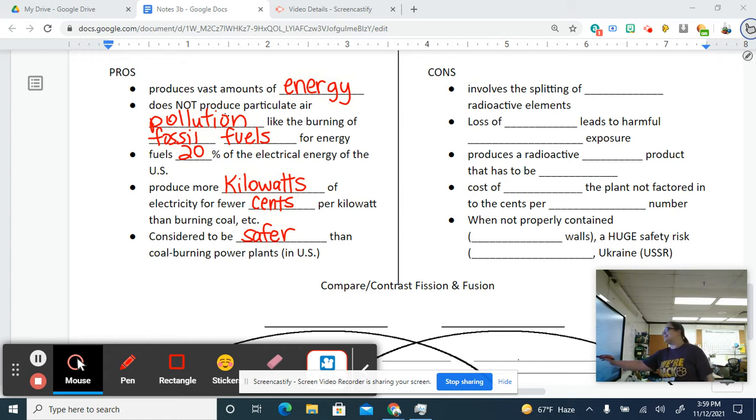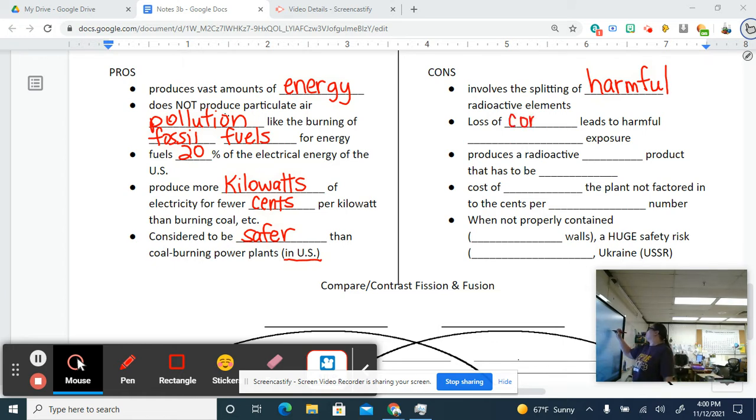Now, notice I said in the US, because nuclear power is very highly regulated in the United States, it is safer in the United States. Can't speak for other countries because they don't necessarily have the NRC on their side, the Nuclear Regulatory Commission that keeps everything straight. All right, what about cons? It involves the splitting of harmful radioactive elements. So you've got to be careful. It's dangerous stuff.